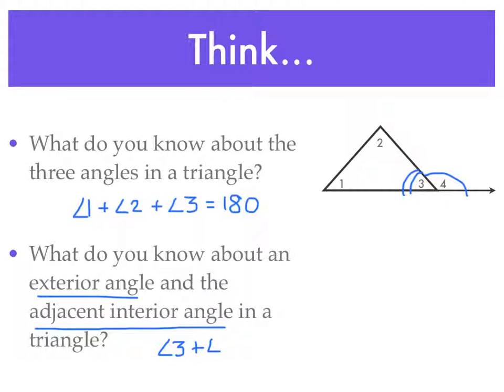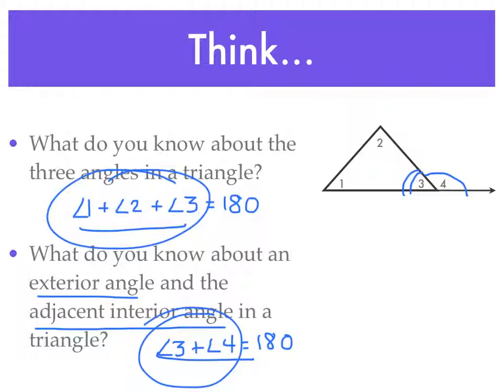You were about to do a little mini proof. So what I want you to see here is if this is equal to 180 and this is equal to 180, what do I know about this and this? They're equal to each other, right? If they're both equal to 180, they have to be equal to each other.